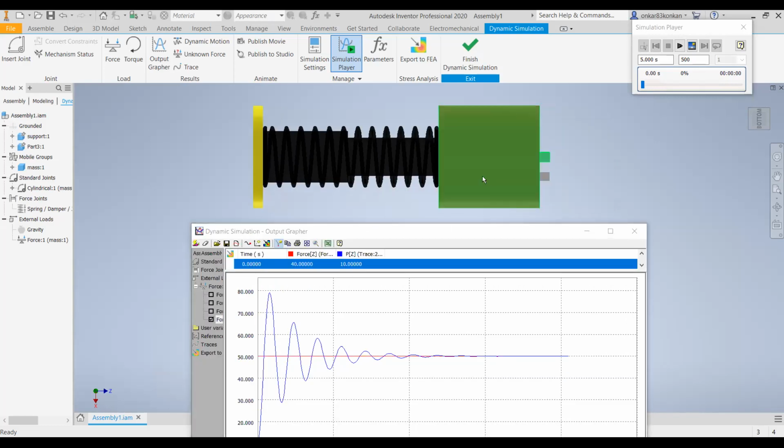So this is the spring mass and damper system. This is the mass of the system. This is spring and damper, and this is the fixed support. Okay, so at this point, we will provide the force in this direction. That is a positive direction. So you can observe the response of the system. For some initial time, it will be oscillatory, and then it will become stable.